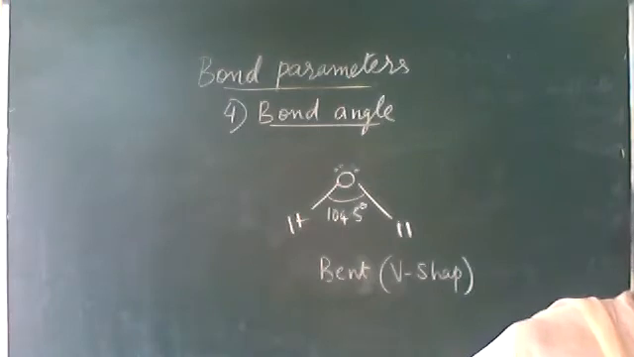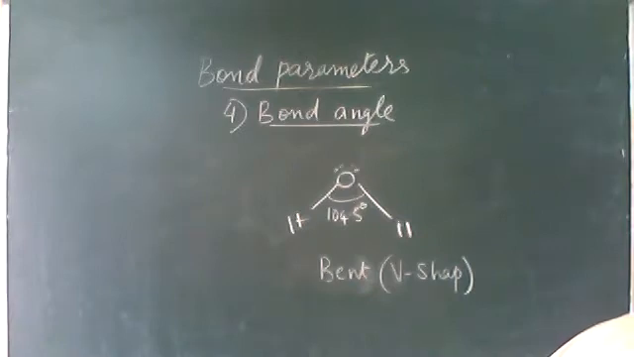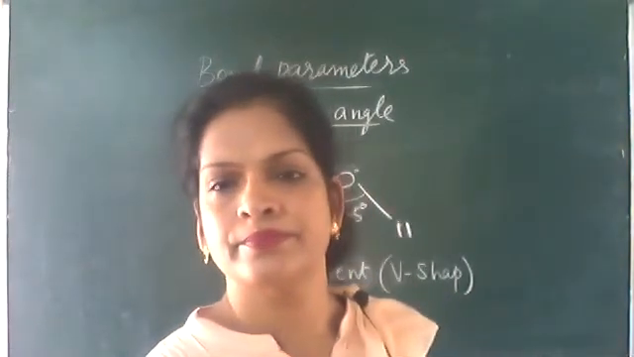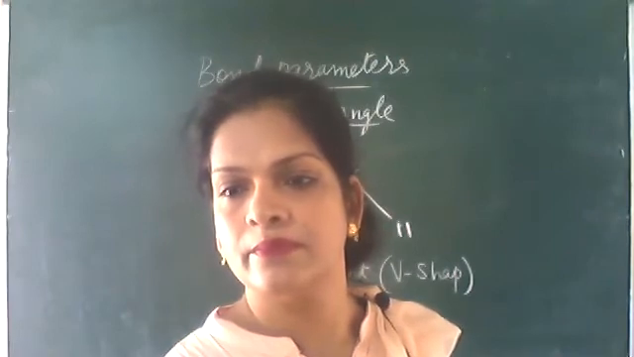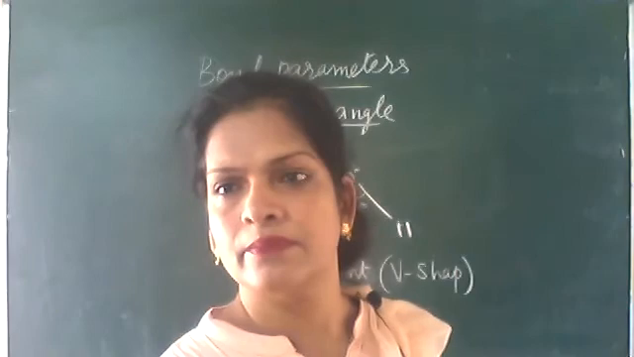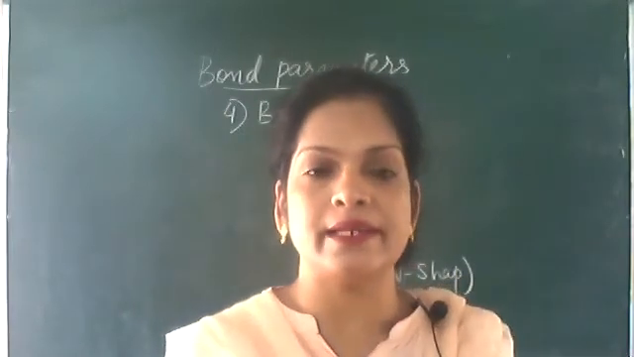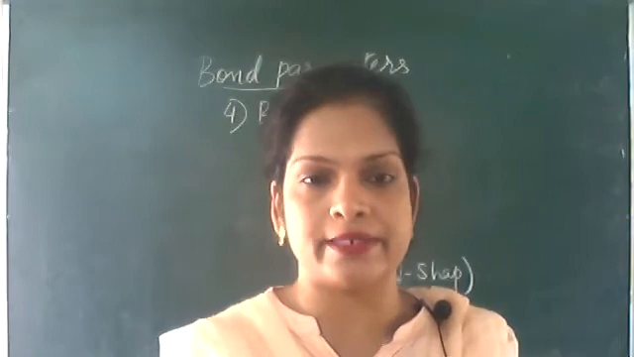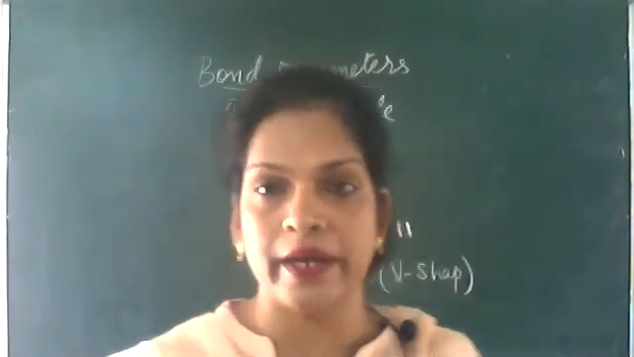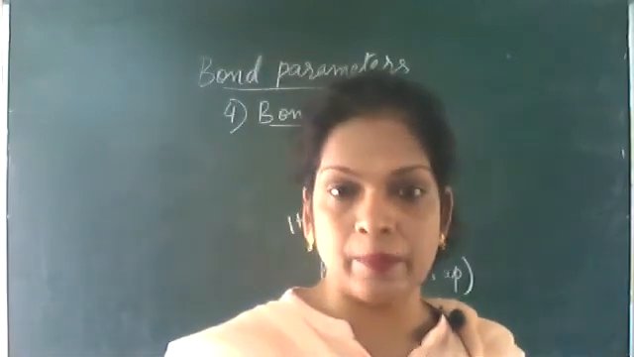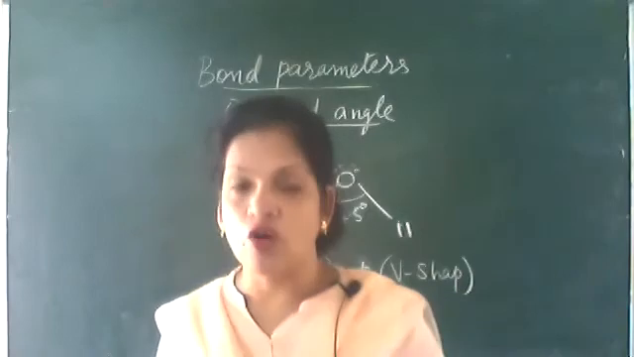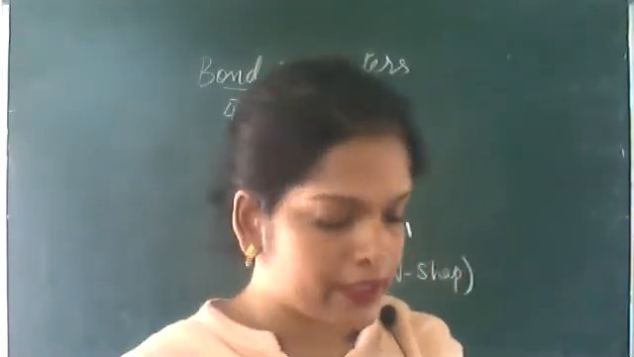Next, bond enthalpy. Bond enthalpy we always write in terms of required. It is the amount of energy required to break. Just like lattice enthalpy, we always give the definition in the form of required. Write down: it is the amount of energy required.